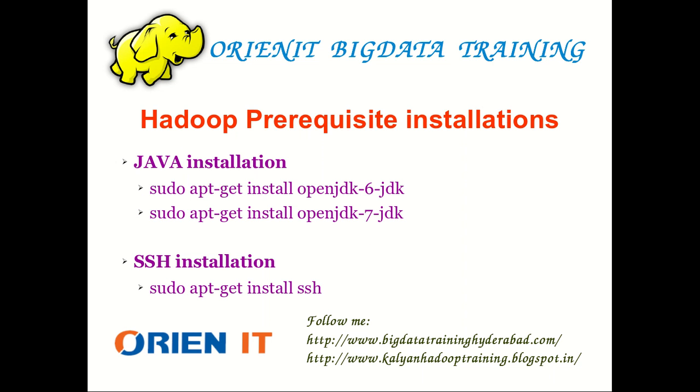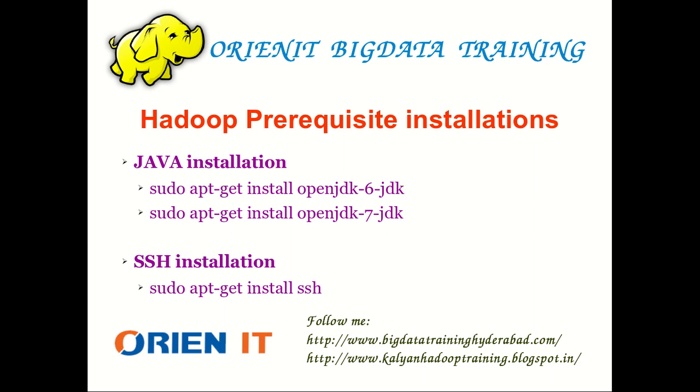The prerequisite for this is Java, so we need to install it. It can be version 1.6 or 1.7, either is feasible. The command to install Java in Ubuntu is sudo apt-get install openjdk-6-jdk for Java 1.6, and sudo apt-get install openjdk-7-jdk for Java 1.7. This is the command we are going to execute as part of the Java installation.